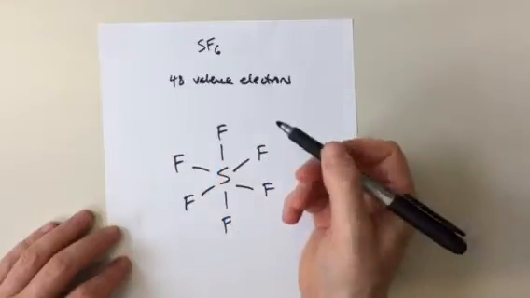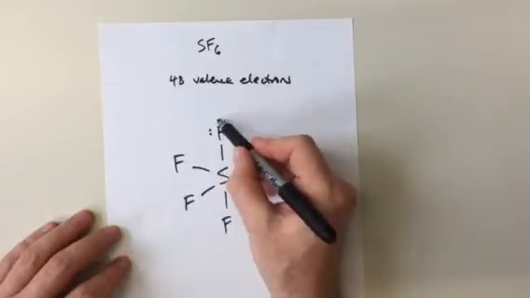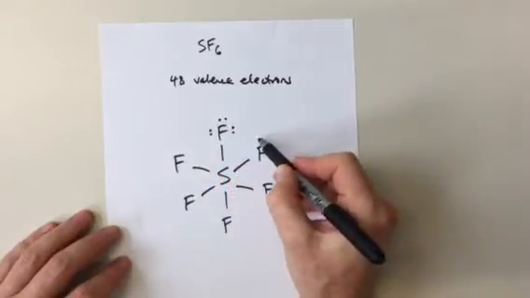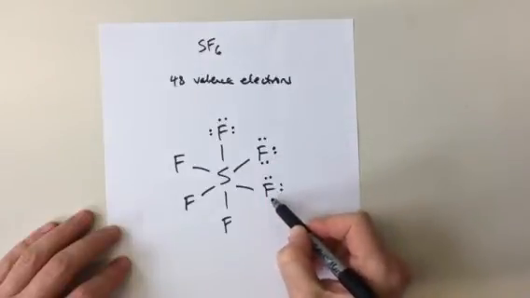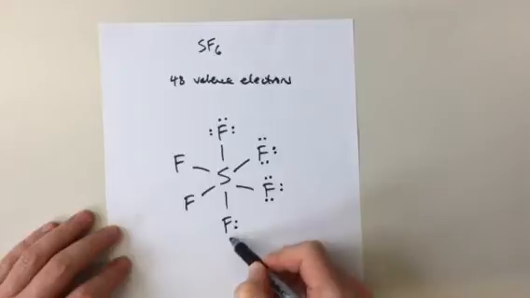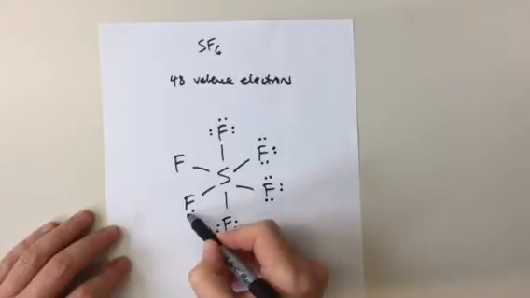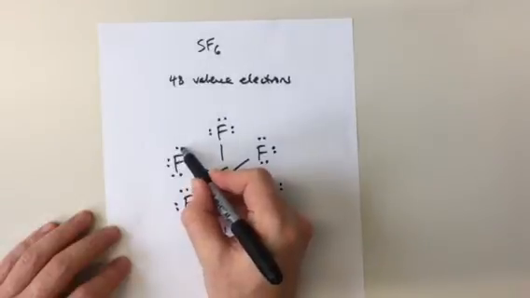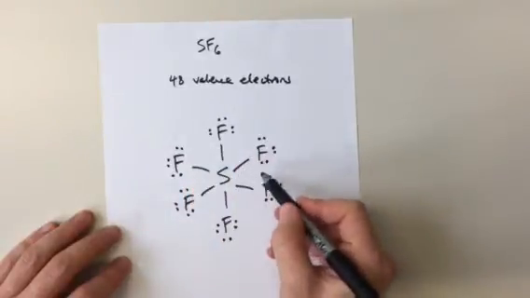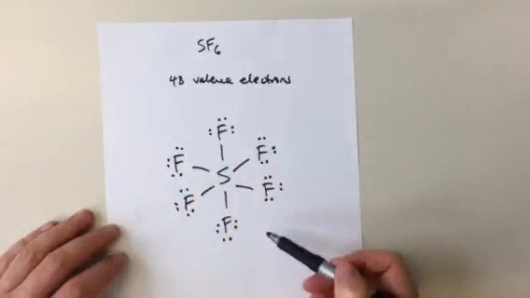So we're going to start with the electronegative atoms, so we can put 3 lone pairs on each of these fluorines, and if we do that, that will add up to altogether 48 valence electrons. Okay, so now if you count up all those single bonds and lone pairs, we've altogether used up 48 valence electrons.